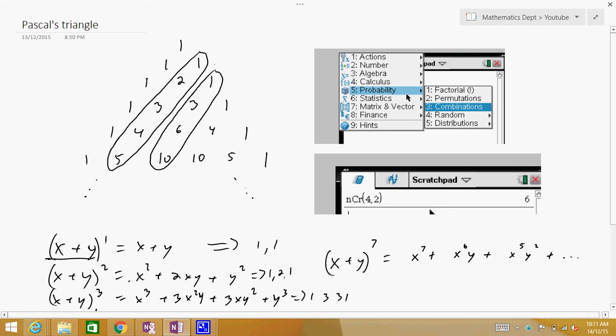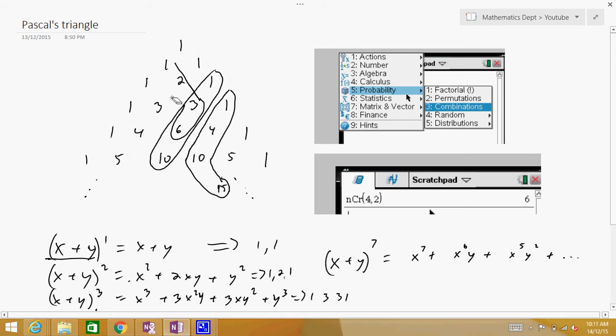Some other patterns you may notice. Here is one. It's called the hockey stick, where you add all the numbers going down the stick, and then you get to the blade. The stick, 1 plus 2 plus 3, is equal to 6. So, for instance, if I was going this way, 1 plus 4 plus 10 is equal to 15, I know that this number would be 15 here. Other patterns. Well, let me just erase these.